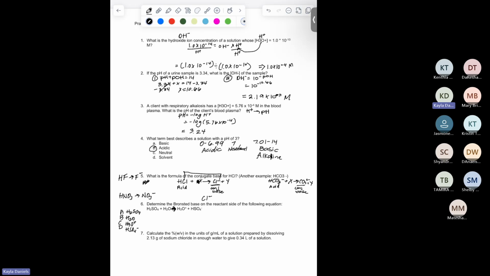So acids give up hydrogens as they cross the reaction arrow. The first step I do is I look for what's the same on both sides, kind of like what's their partner, right? What looks the most similar? So to me, H2SO4 looks similar to H2SO4 minus. H2O looks similar to H3O plus. So we want to determine the acid. He's going to be the one that gives up the hydrogen. Bases accept hydrogen as they cross the reaction arrow.